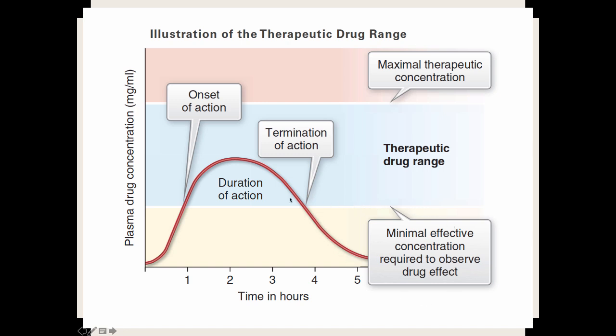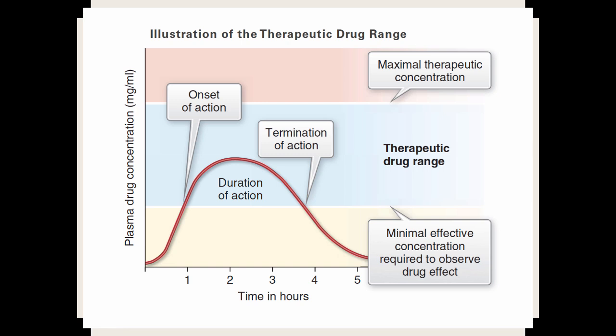The bottom of this blue area is the minimal amount needed in my body to produce some effect. The top of this is the maximal concentration that is safe. And in this gray, pinkish, salmon-colored area is my toxic range. So if I go into this range, we're doing some bad things, right? We don't want to be in there, and we don't want to be in this yellowish range either, because we're not going to get any effect. We want to be in this blue range because we want this therapeutic effect.